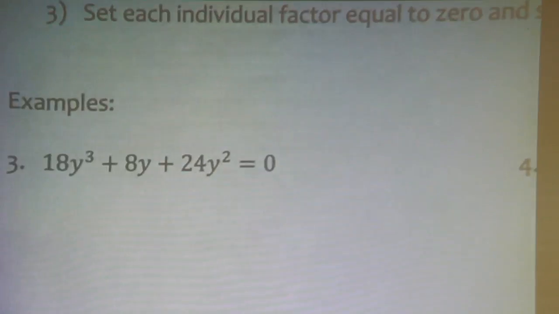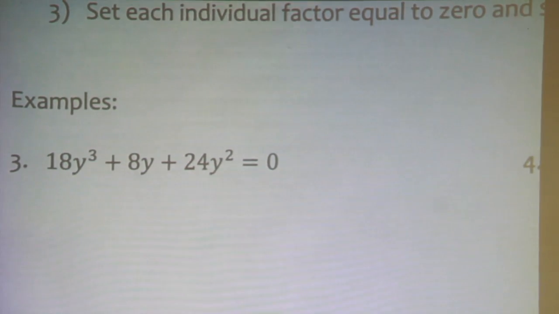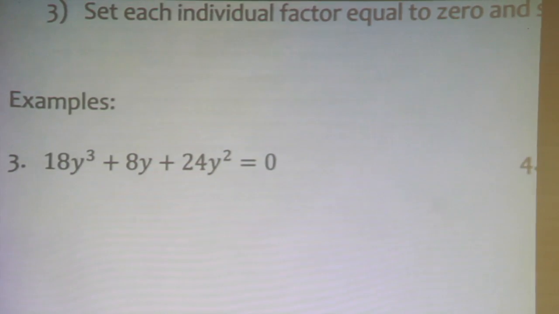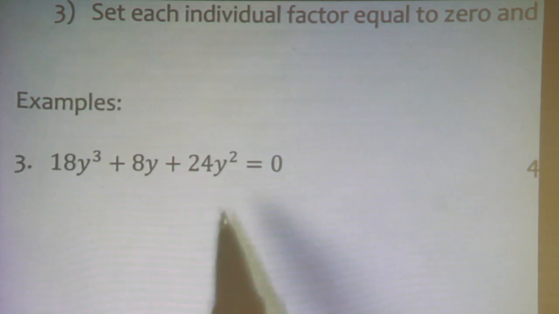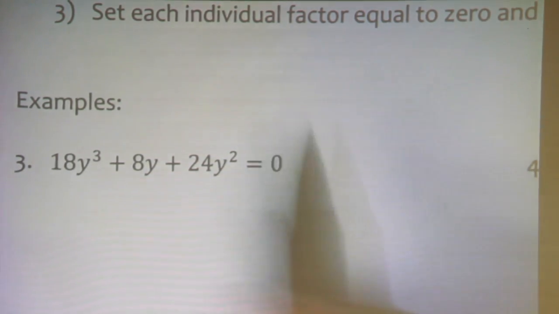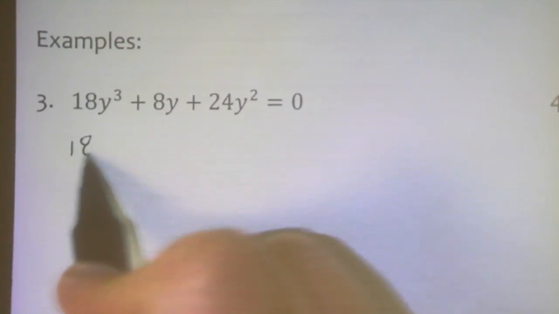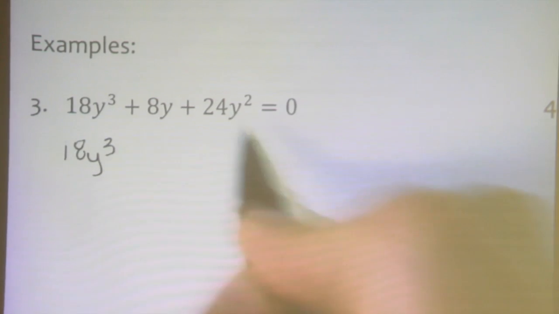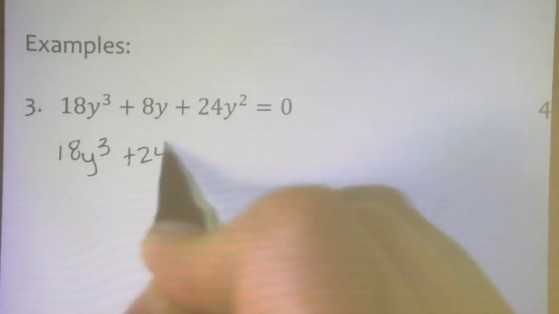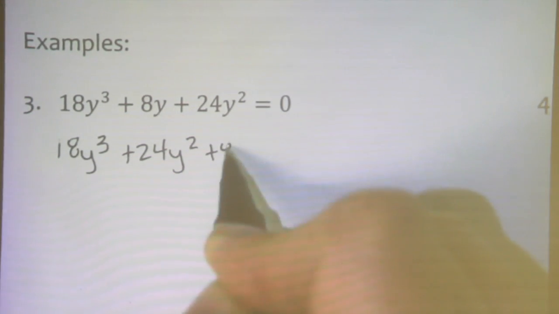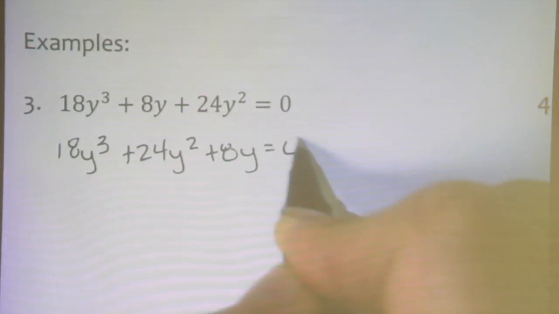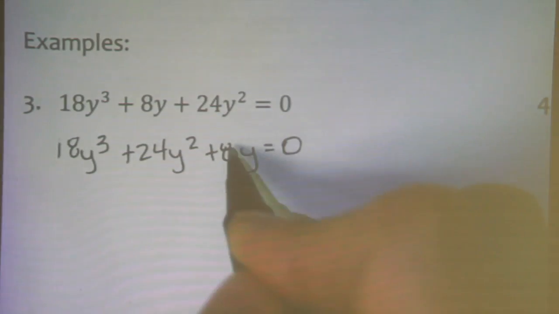First example. Your first example is 18y to the 3rd plus 8y plus 24y squared equals 0. It's already set equal to 0, and it's not in standard form. So the first thing I'm going to do is put it in standard form, exponents in decreasing order. Then I'm going to factor completely.